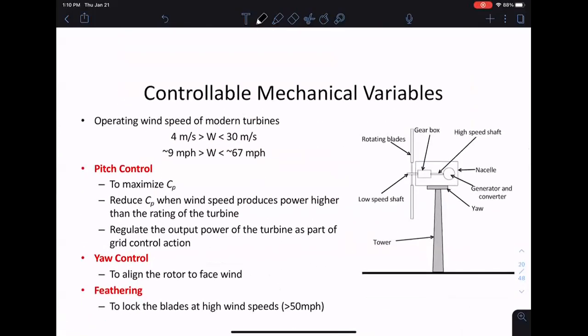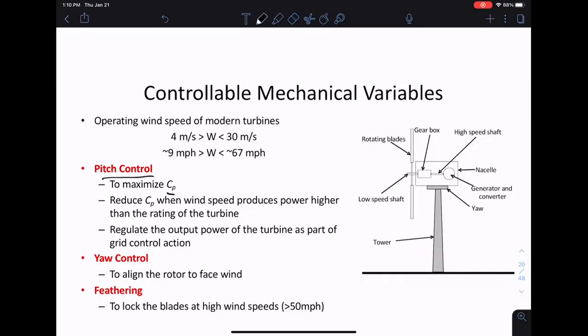Right. So now let's look at controlling these turbines, which will lead us to think about different machines we want to use. So basically, as we covered before, you want to maximize the CP, the coefficient of performance, through pitch control.